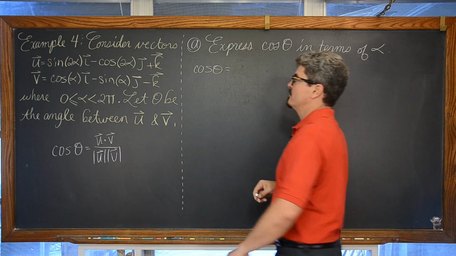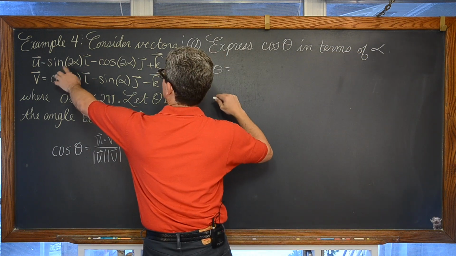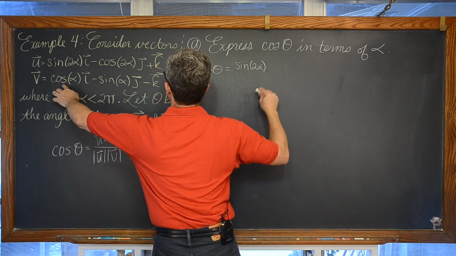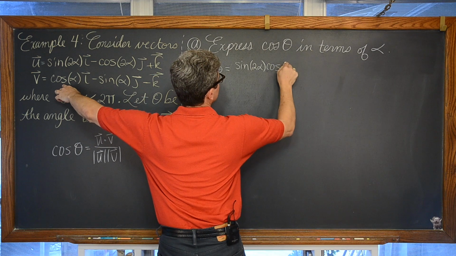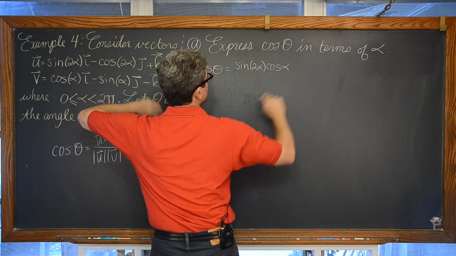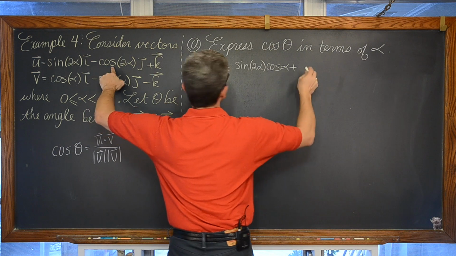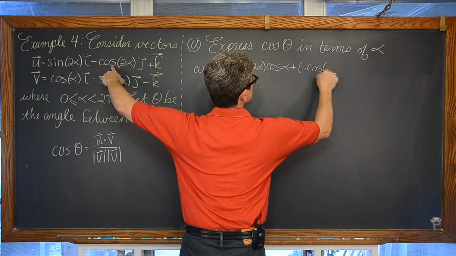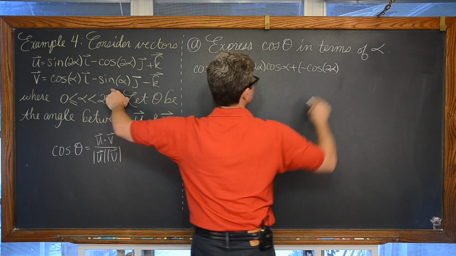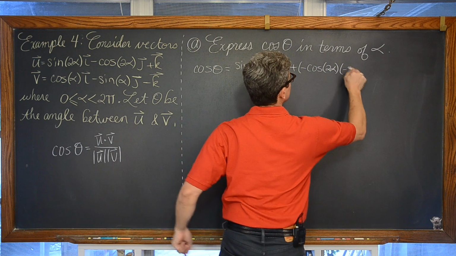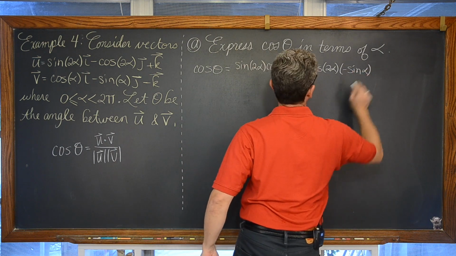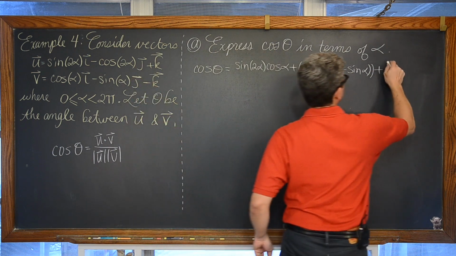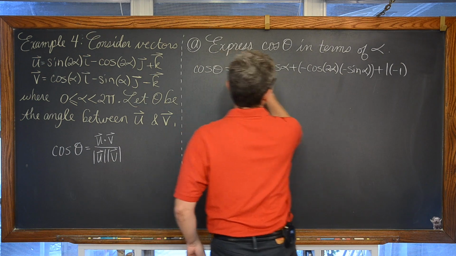add them together. So we have the sine of 2 alpha times cosine of alpha, plus the negative cosine of 2 alpha times negative sine alpha, and then plus 1 times negative 1. Okay.